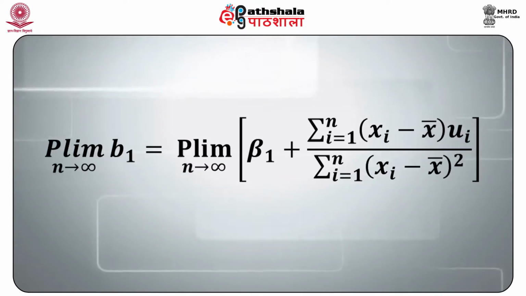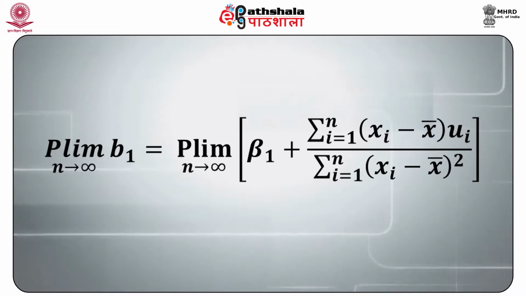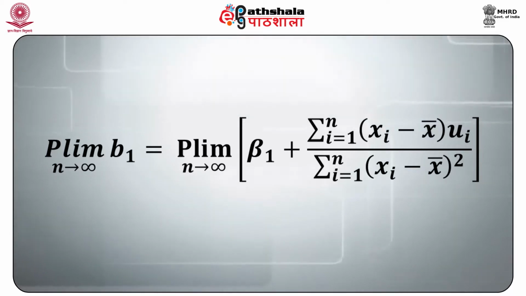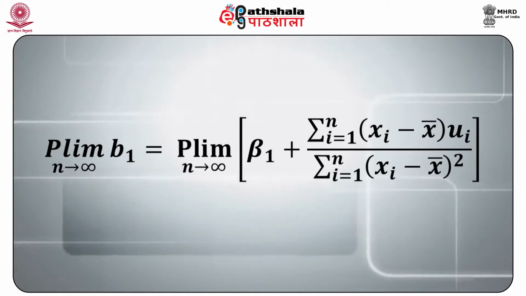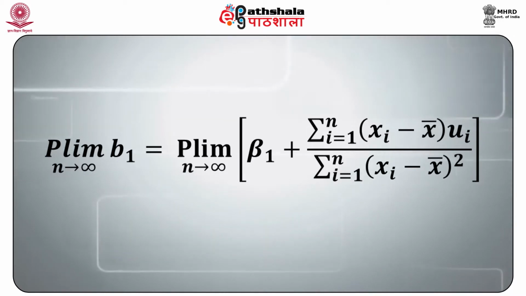So we have seen that b1 comes out to be equal to beta 1 plus sigma (xi minus x bar) into mu i upon sigma (xi minus x bar) square. Now let us take the probability limit and apply the probability limit operator on both sides. When we apply this operator on the left hand side, we get probability limit of b1 equal to the probability limit of the right hand side, which is beta 1 plus the second expression.